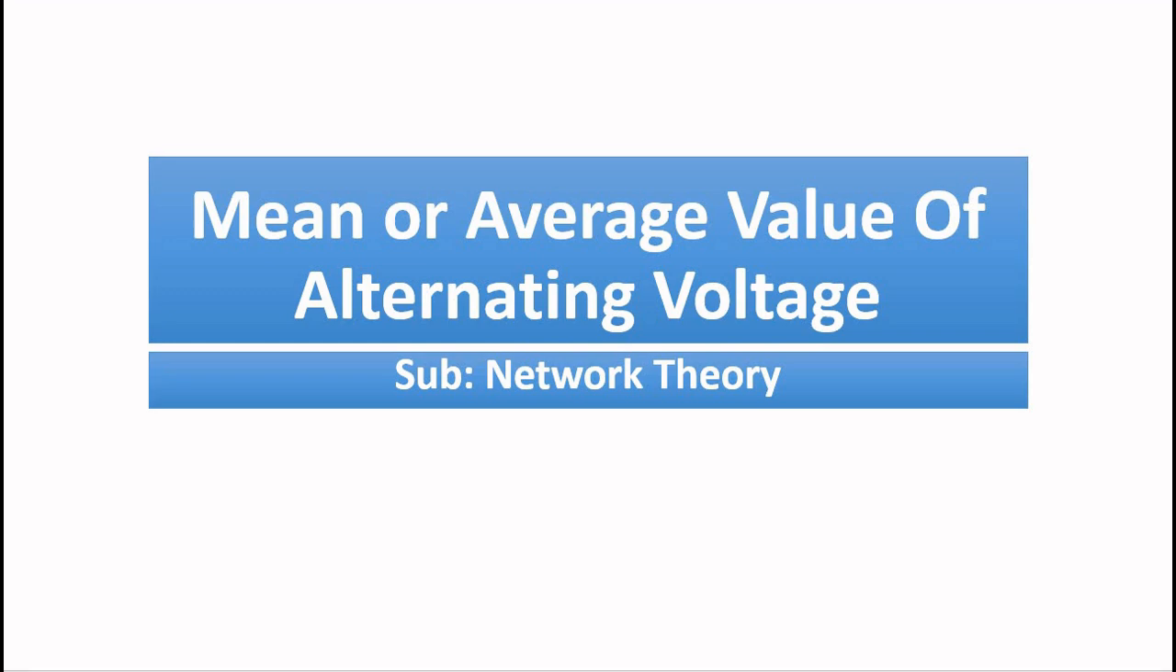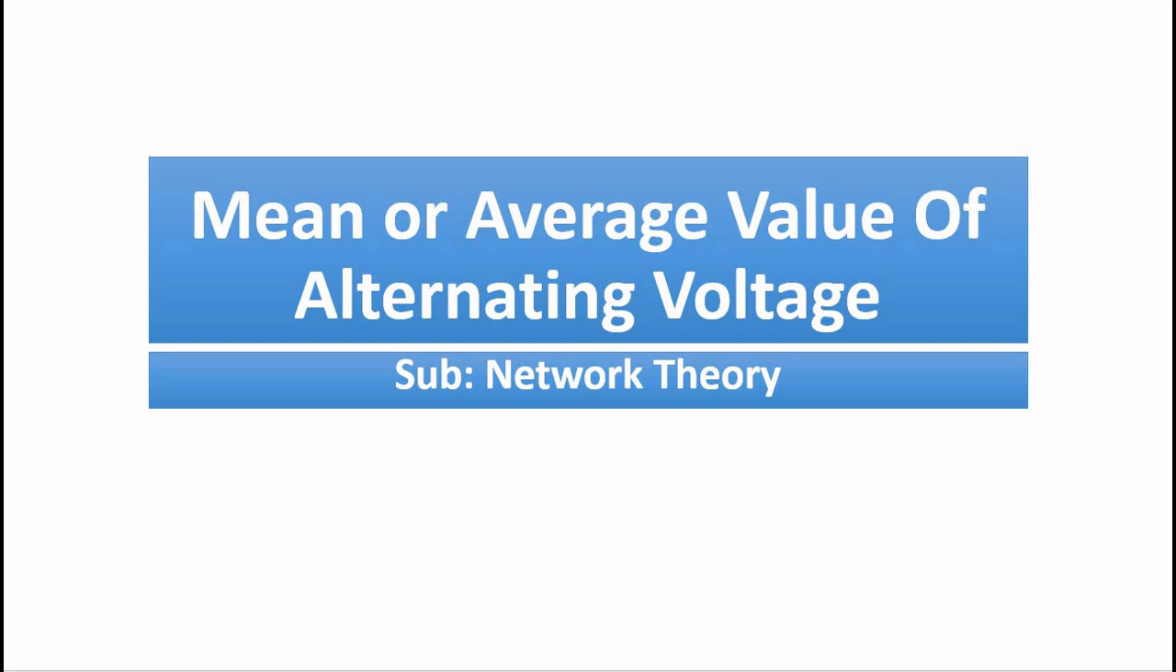So we'll continue our discussion related to the mean value or average value of AC parameters. In the previous video we discussed calculating the mean or average value of alternating current and its mathematical derivation. Here we'll do the same for alternating voltage. The process will be the same, with just some minor changes.